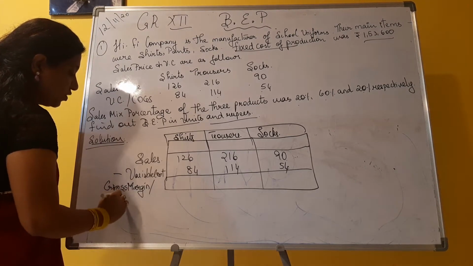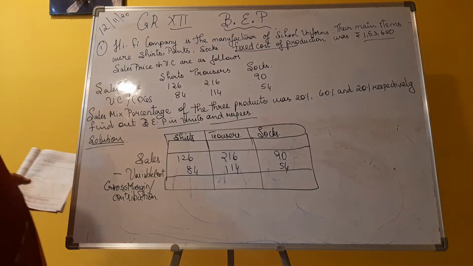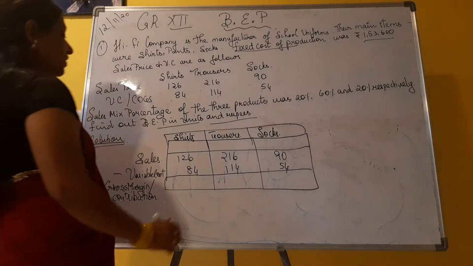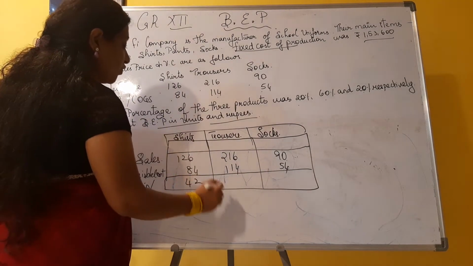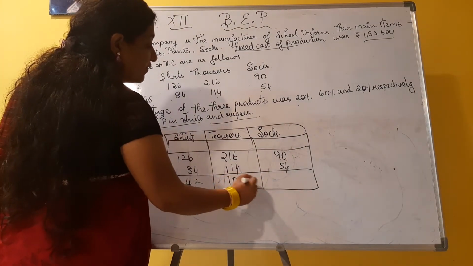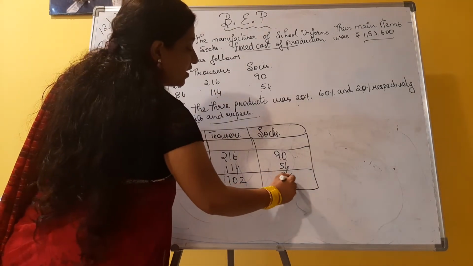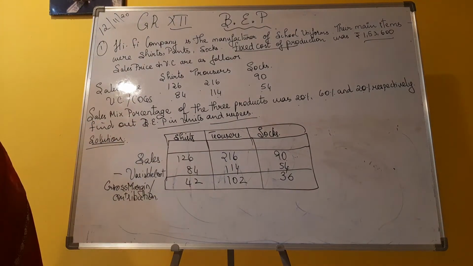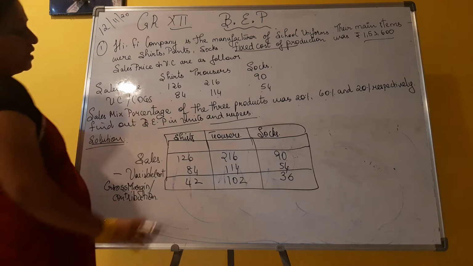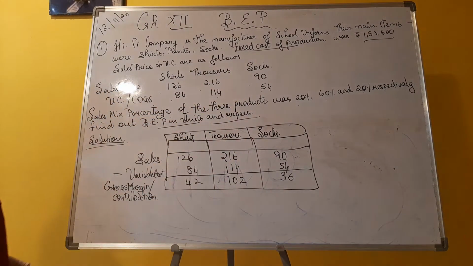or contribution. You can call it anyways, children. Both mean one and the same. Right. When I subtract 84 from 126, I arrive at 42. When I subtract 114 from 216, I arrive at 102. When I subtract 54 from 90, I arrive at 36. So till here clarity is there. If you do till here, you get 2 marks for the 5-mark question. What have you done? You took the sales minus variable cost. Simple. So you arrived at contribution.